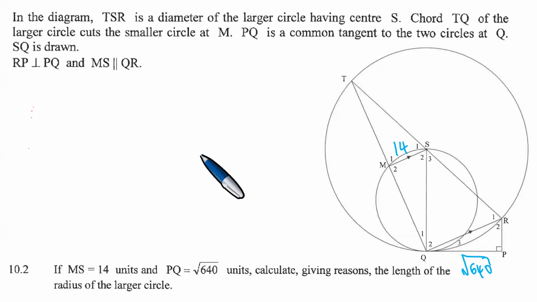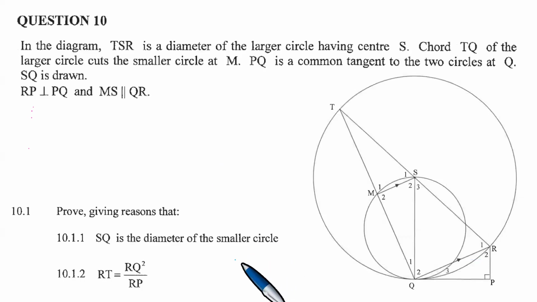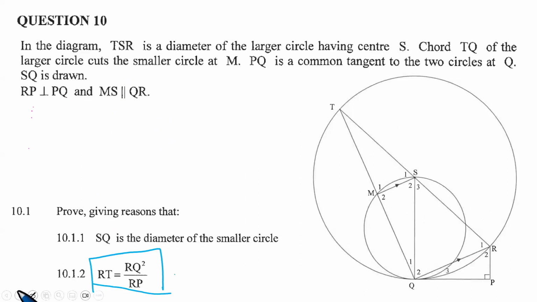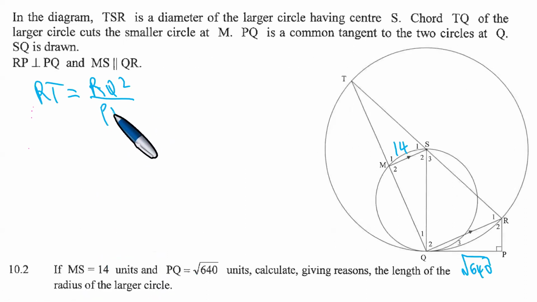Okay, right. You'd remember from the previous question that we have RT over this. From the previous question, we have RT is equal to RQ squared over RP. Right, so RT is equal to RQ squared divided by RP, like so.